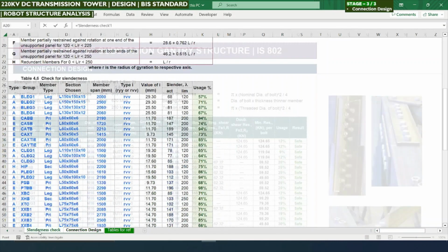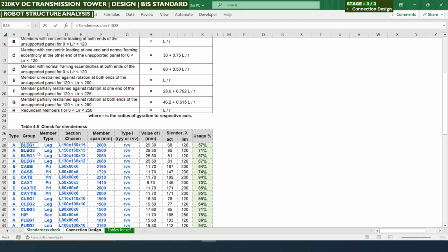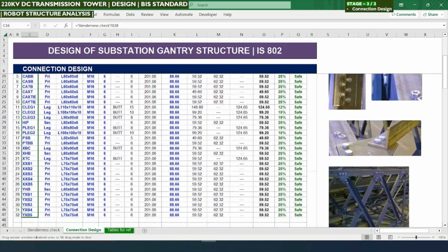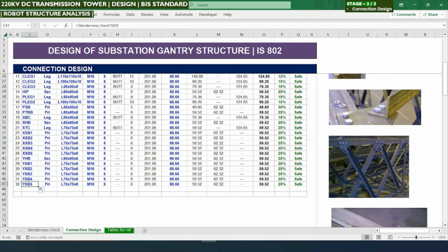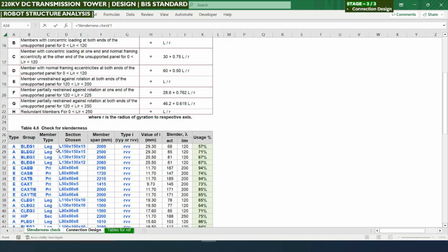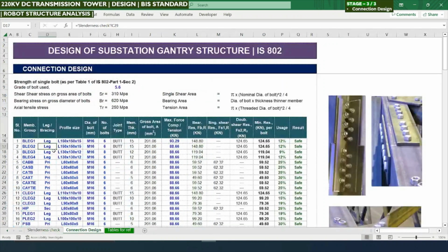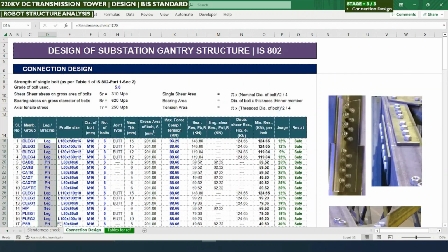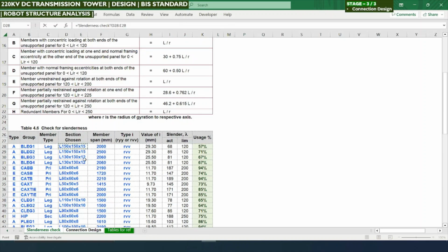So we can directly link this by simply pressing equal and dragging this up to the end. Likewise we need to do it for the leg bracing type also. We already have this member type in the slenderness calculation. Similar to the profile size, we need to pick it from the slenderness sheet.